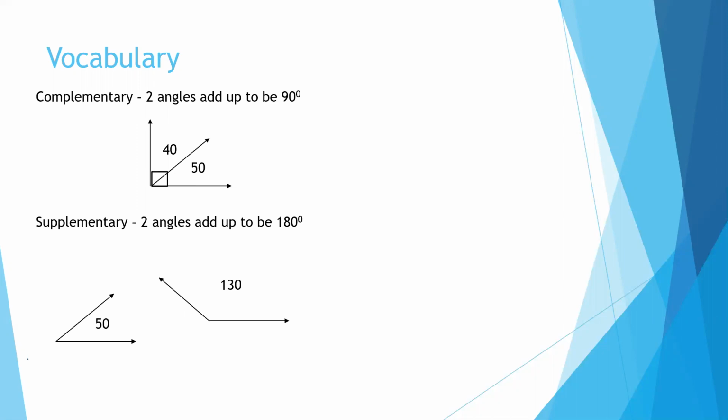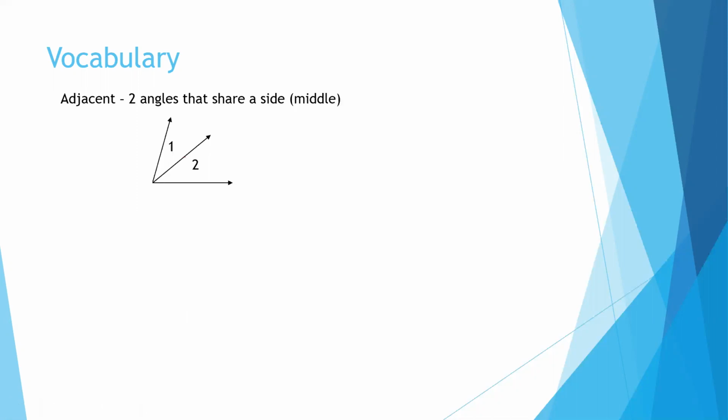Supplementary angles are two angles that add up to 180 degrees. We have two examples right here, 50 degrees and 130, that equals 180. Next, adjacent angles. Two angles that share the same side or the middle. You can see here, angle 1 and angle 2 share this ray right here in the middle.